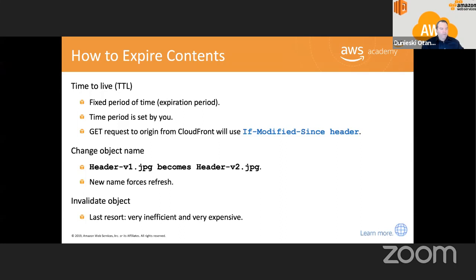If you set the time to live for a particular origin server to zero, CloudFront will still cache the content for that origin server. It will then make a GET request with an If-Modified-Since header. This header allows the origin server to signal that CloudFront can continue to use the cached content if the content has not changed at the origin server. So it says here, changing the object name requires more effort, but its effects are immediate.